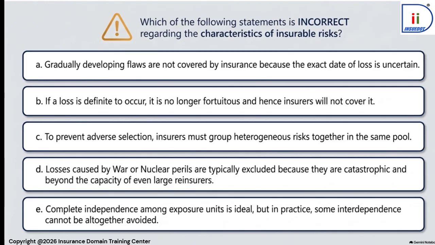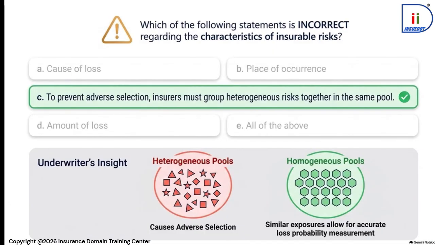Have you chosen the answer? Pause the video if you need some more time. The correct answer is option C. To prevent adverse selection, insurers must group heterogeneous risks together in the same pool. Grouping heterogeneous risks together results in adverse selection, and pools must contain homogeneous risks, similar exposures, to function effectively and measure loss probability accurately.